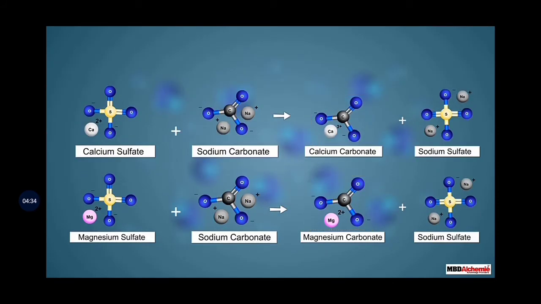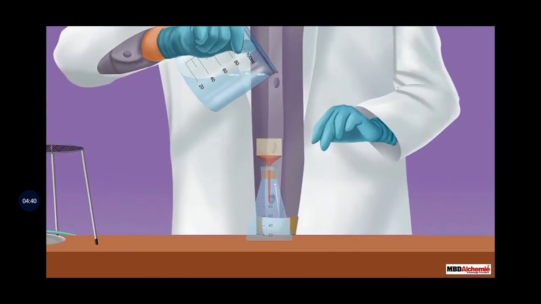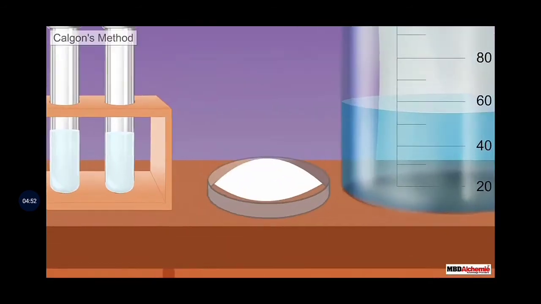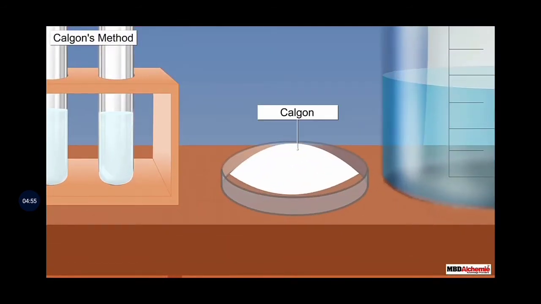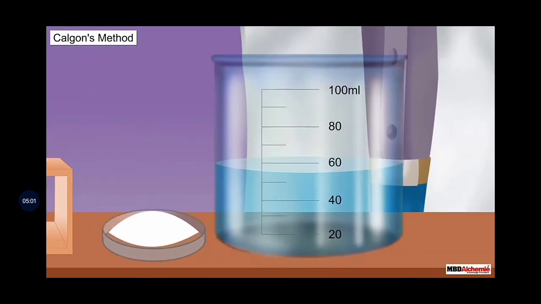The carbonate salts of calcium and magnesium do not dissolve in water and thus form a precipitate. The precipitate is removed by filtration that frees the water of calcium and magnesium ions. And once these ions are removed, the water no longer remains hard. Calgon's method uses calgon, which is the commercial name for sodium hexametaphosphate, to remove permanent hardness of water.